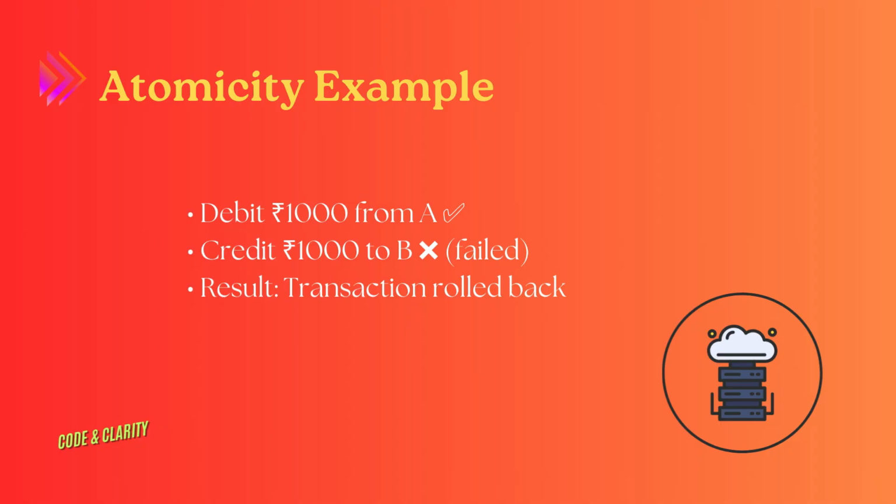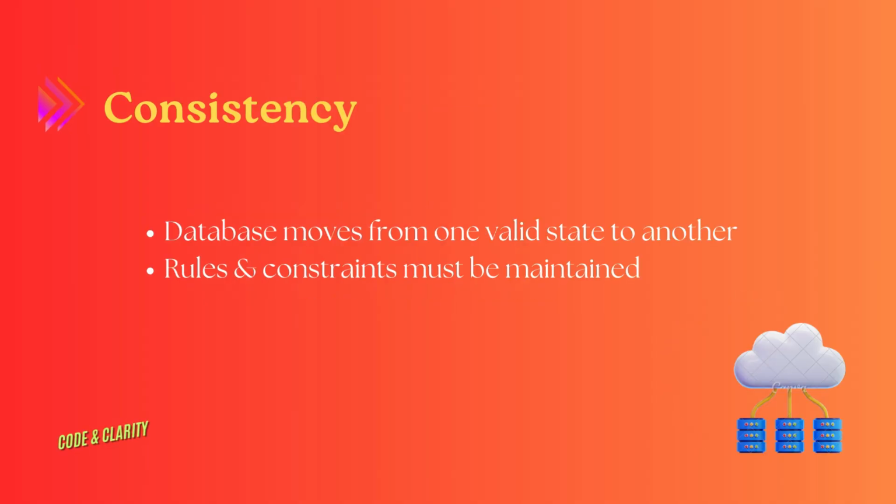Now, next is consistency. So, what is consistency? Consistency ensures that the database moves from one valid state to another valid state. All rules, constraints, and conditions defined in the database must be maintained before and after the transaction. It should move from one valid state to another valid state. That is what consistency is.